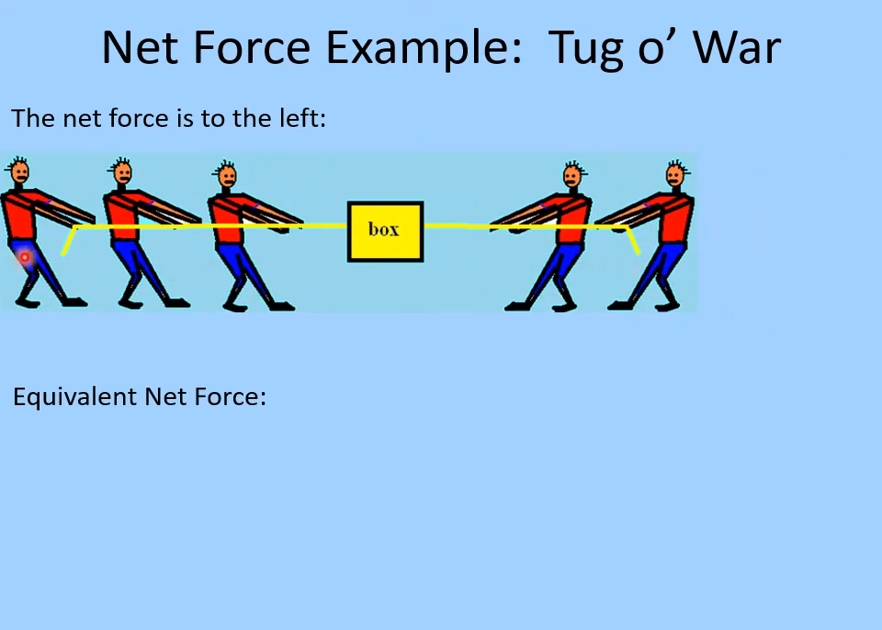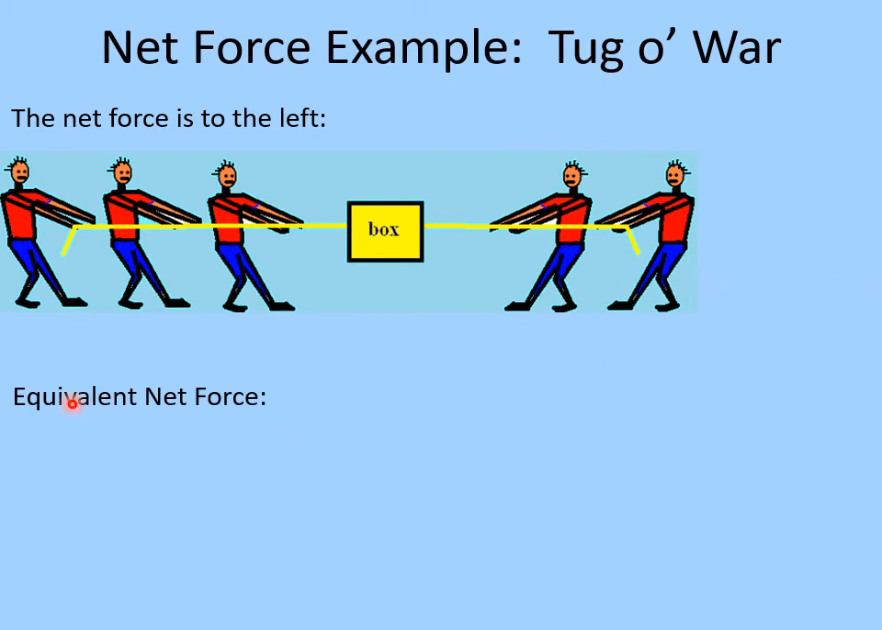All right, since there's three people over here, obviously they're going to be able to pull with more force than these two. So there is a net force pointing to the left. We no longer have a net force of zero. We now have an actual net force, and it points to the left.